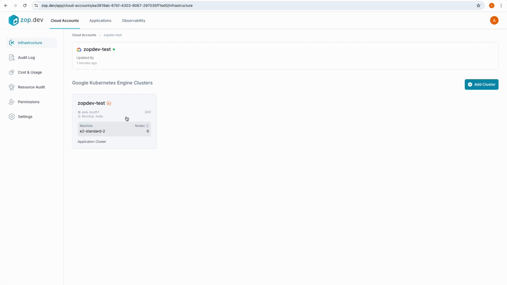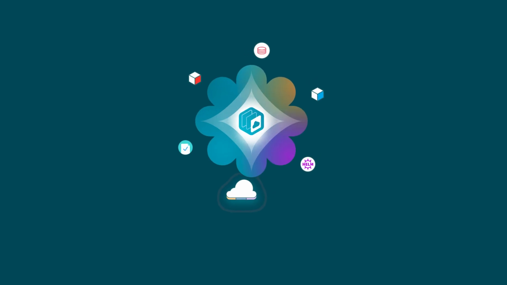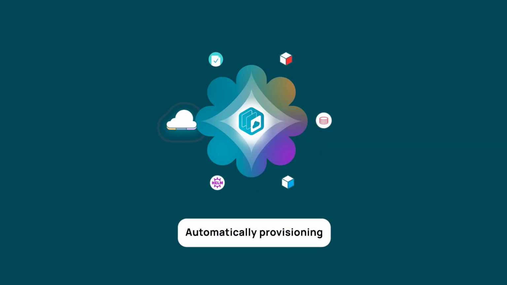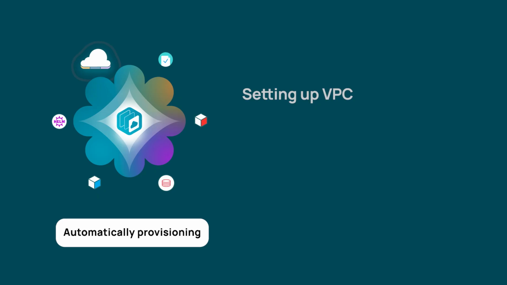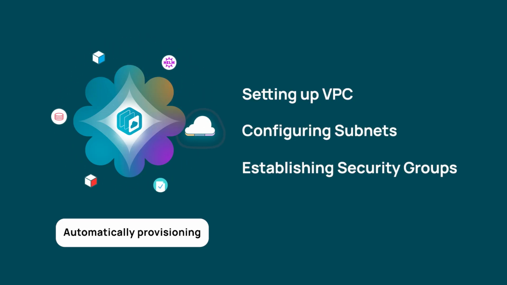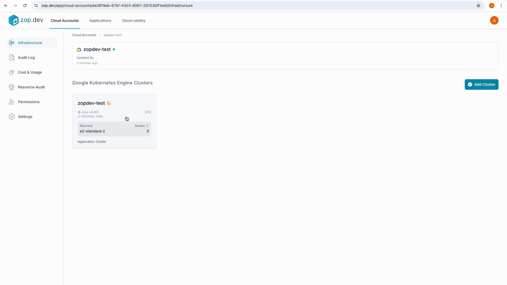So you can see Zopdev is creating the cluster. While Zopdev is creating the Kubernetes cluster, it is doing much more than that. We are automatically provisioning your entire network infrastructure. This includes setting up the virtual private cloud, configuring the necessary subnets, and establishing robust security groups to protect your deployment. And it takes about 20 minutes to create the cluster. And once the cluster creation is done, we can create the applications. In the application, we can create different environments, and in the environments, we can deploy the services.